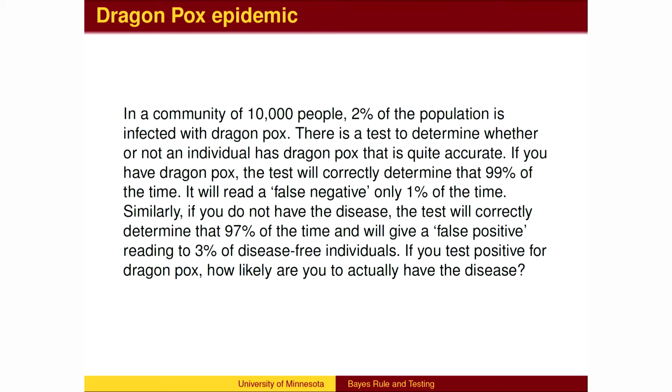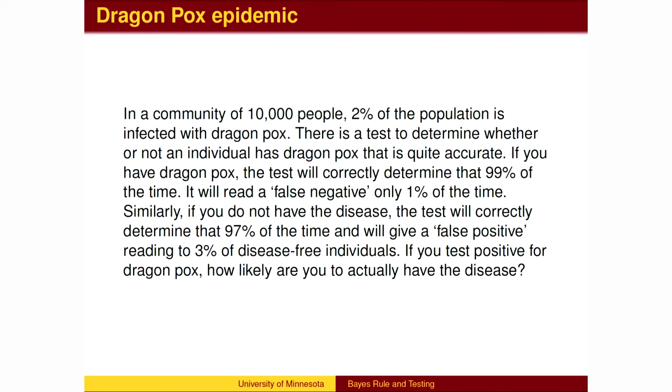In a community of 10,000 people, 2% of the population is infected with dragonpox. There is a test to determine whether or not an individual has dragonpox that is quite accurate. If you have dragonpox, the test will correctly determine that 99% of the time. It'll read a false negative only 1% of the time. Similarly, if you do not have the disease, the test will correctly determine that 97% of the time and will give a false positive reading to 3% of the disease-free individuals. If you test positive for dragonpox, how likely are you to actually have the disease?